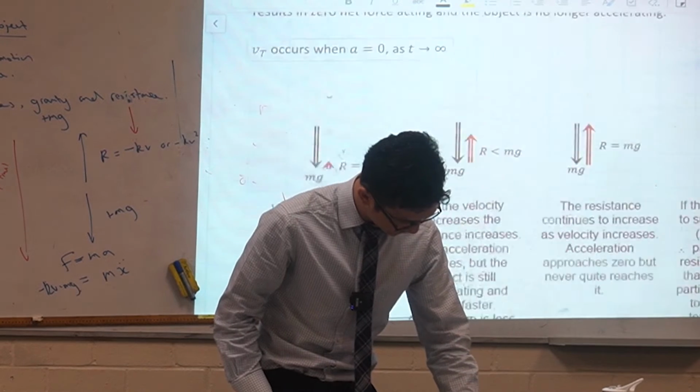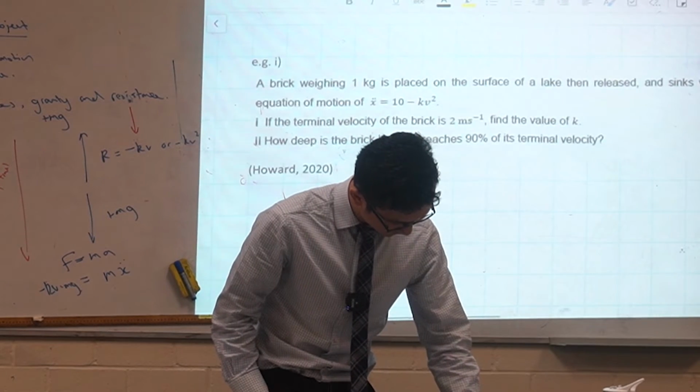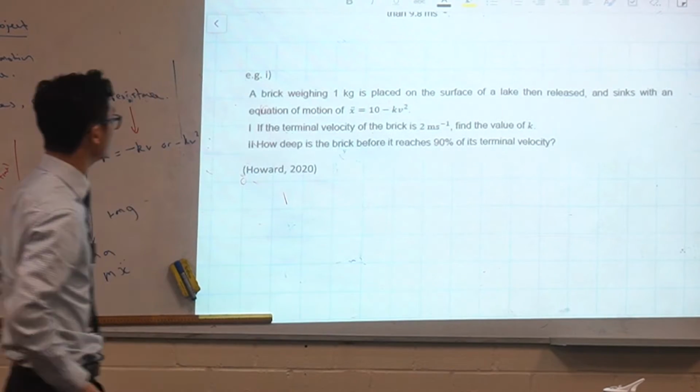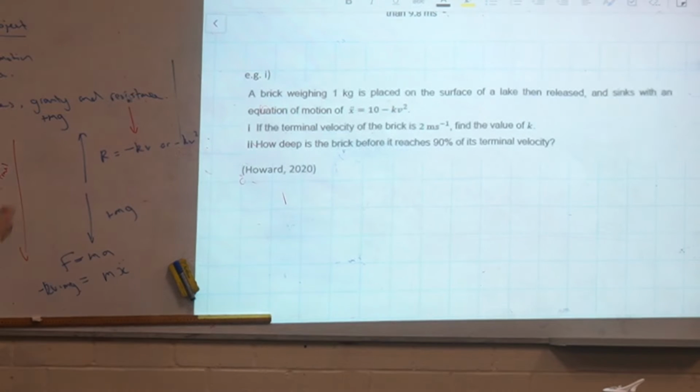Alright, so here's our question. So how would we summarize this info? We've got a brick. So we've got mass is equal to, so here's our first example. We've got a brick, mass is equal to 1.